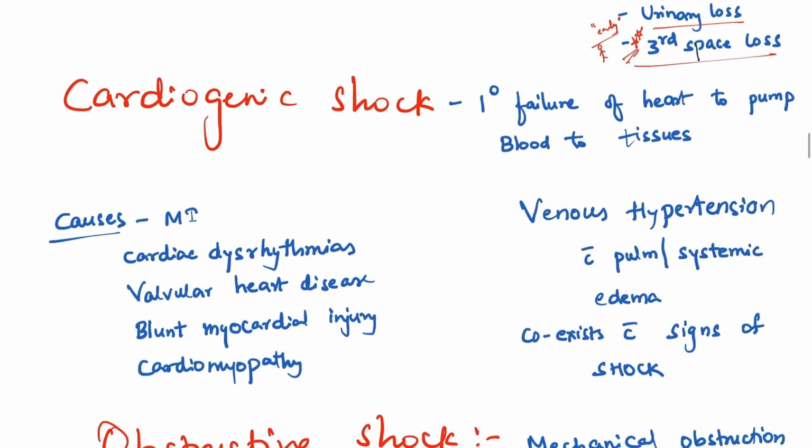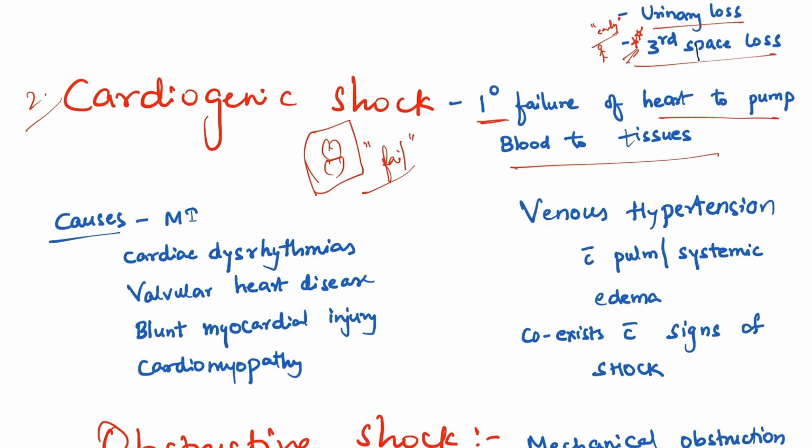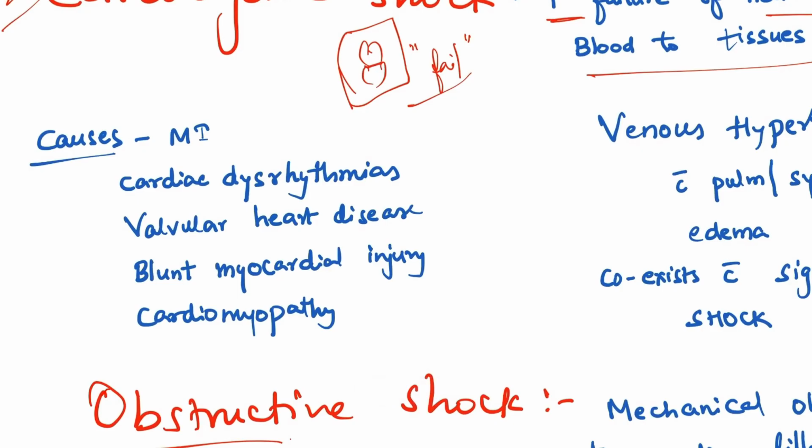Let's move on to the next type of shock, that is cardiogenic shock. The name itself indicates that the problem is at the level of the heart. So the heart has failed. It is as if the heart thinks, okay, today we'll stop pumping the blood. So this is primary failure of the heart to pump blood to the tissue. This is cardiogenic shock. Always try to remember the causes instead of mugging them up. If you think in a logical way, you will remember them for more days.